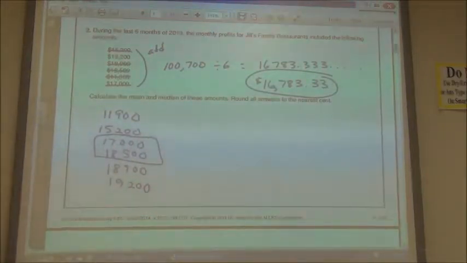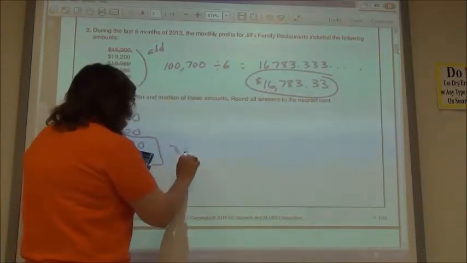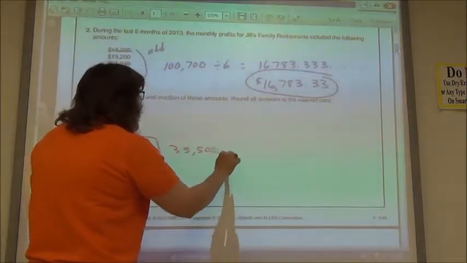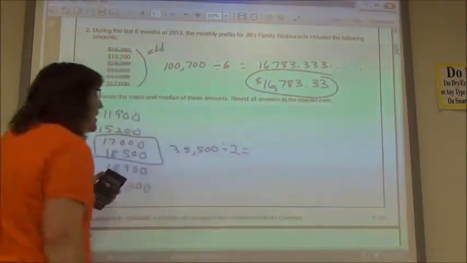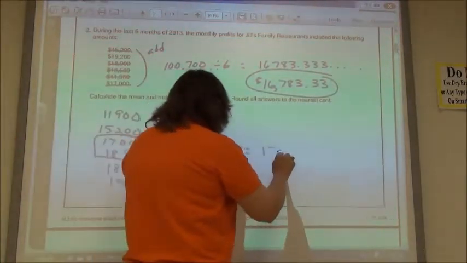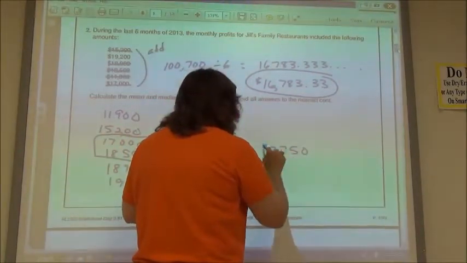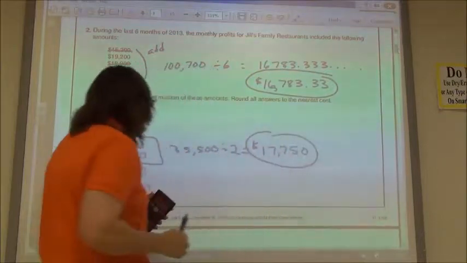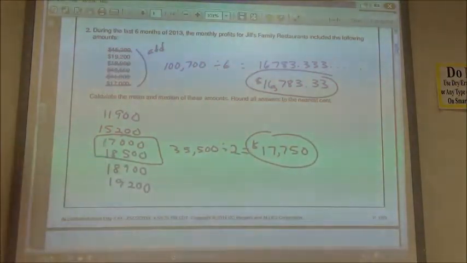I want to average those two out. So 17,000 plus my 18,500 is 35,500. Dividing it by the two numbers that I'm averaging. And so 17,750 would be my median value, the one that would be in the middle of those two numbers.